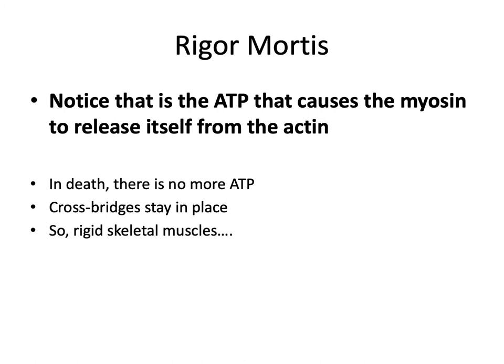Now, after time, proteins break down. So rigor mortis stops because the actin and the myosin and the tropomyosin and the troponin are all going to start to decay into tinier molecules. And that's why the cross-bridging releases, and essentially you start to rot, for no nicer way to say it.